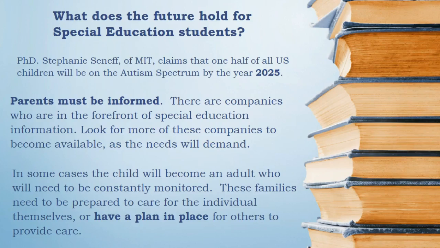Exceptionally is one of a few companies at the forefront of special education information. These companies are advocates for the parents. They have information on each state and its laws, resources, and options for the child's best education plan. Look for more of these companies to become available as increased needs will demand.